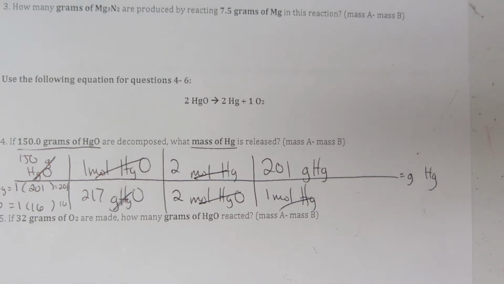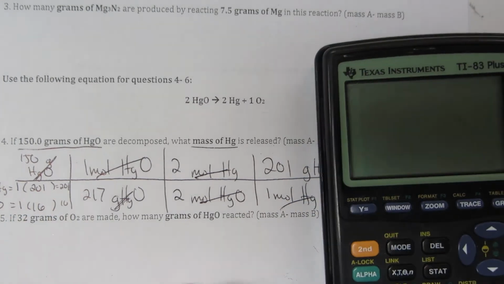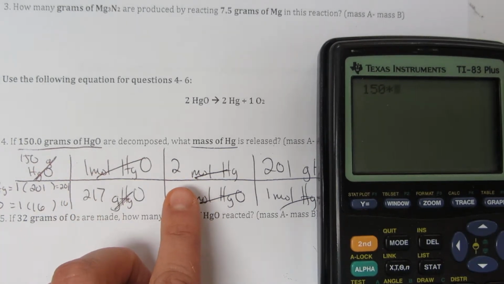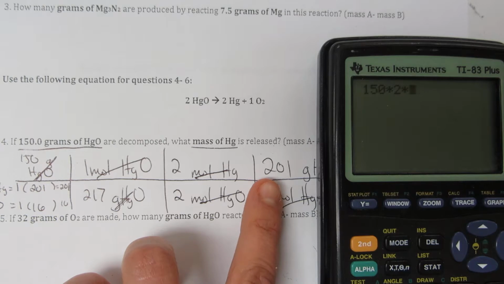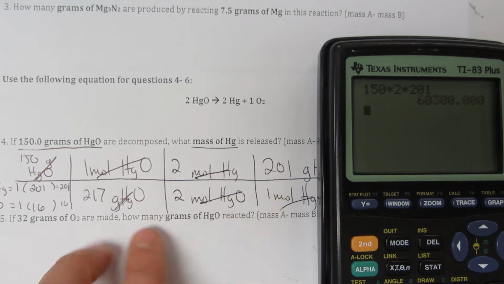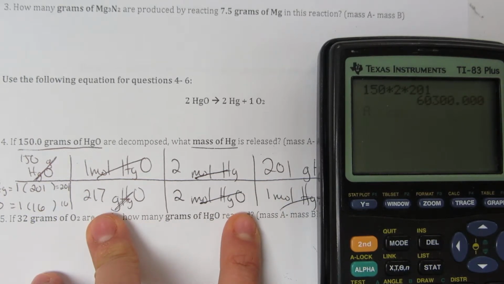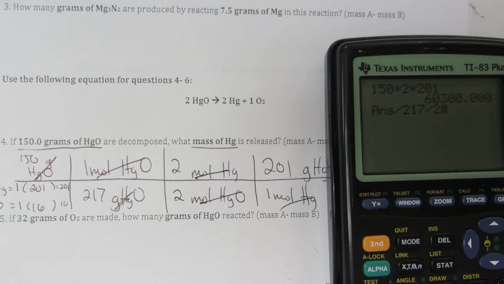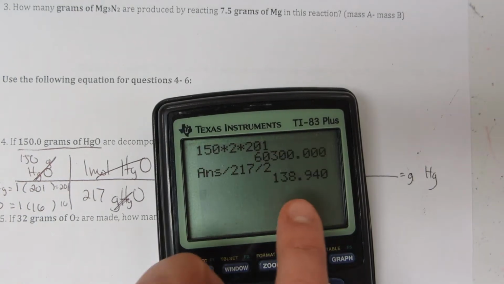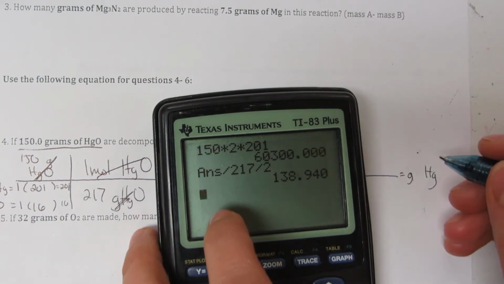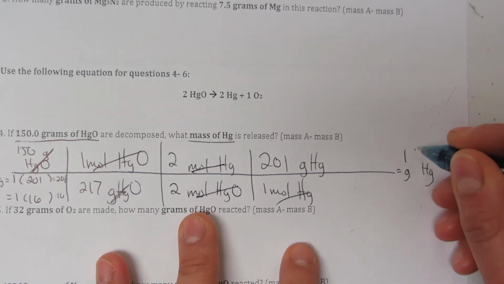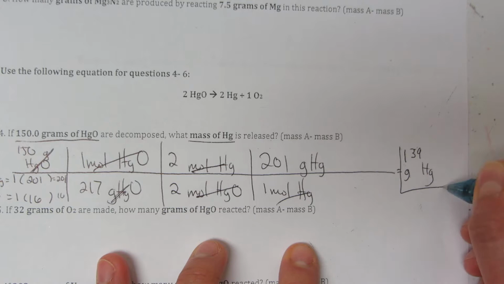So we're going to start multiplying the top numbers. So 150, you don't have to do the 1, times 2 times 201. Press enter, and then we're going to divide by the bottom number. So divide by 217. And then divide by 2. Again, that 1 is not going to change anything. So you get about 138.9. We'll round that to 139. So 139 grams.